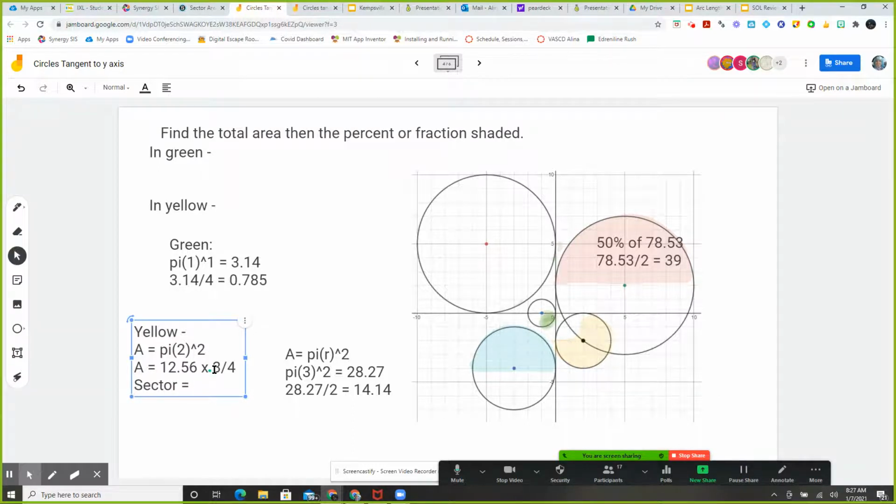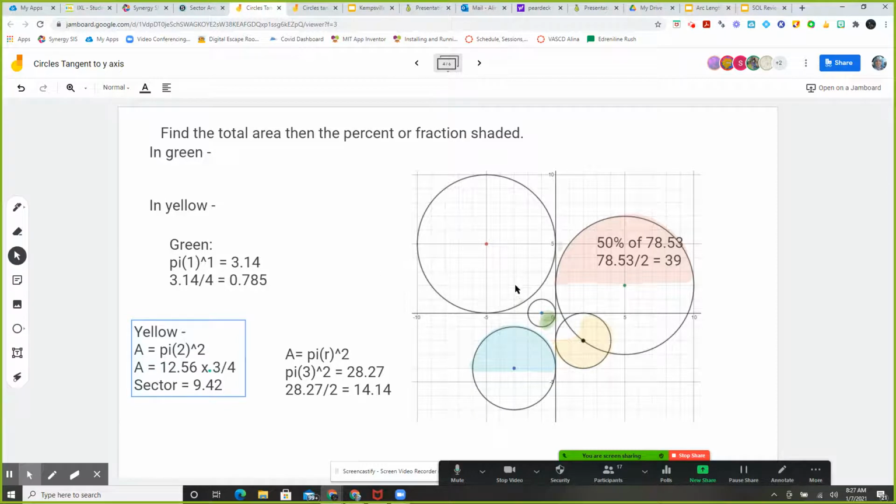So all we do is 12.56 in the calculator times 3 divided by 4. We get 9.42, question mark? Yes. Okay.